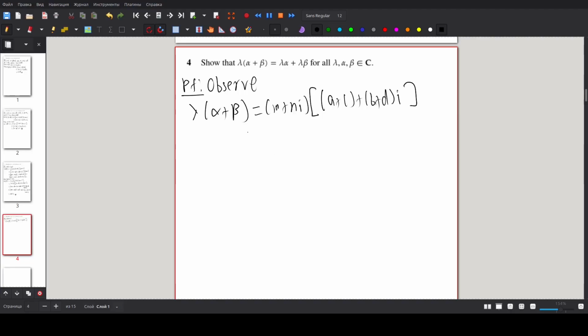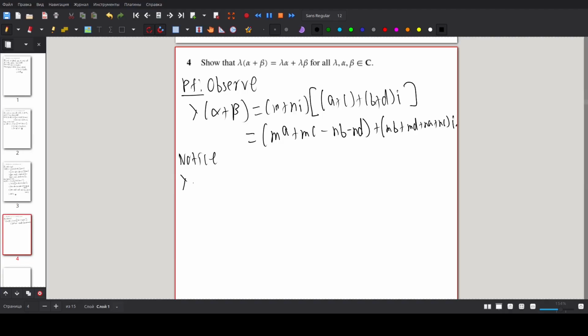And then if we use our definitions for multiplication, the real part is going to be MA plus MC minus NB minus ND. That's the real part. Plus (MB plus MD plus NA plus NC)i. And we're going to leave that right there because now we're going to observe.